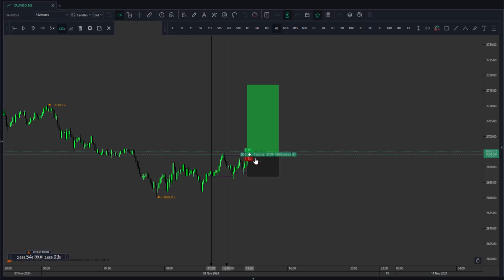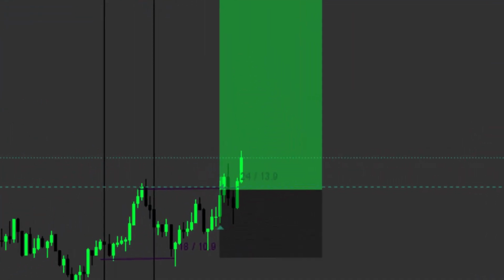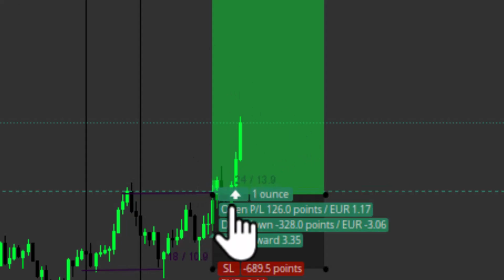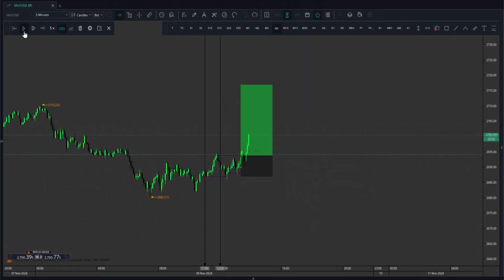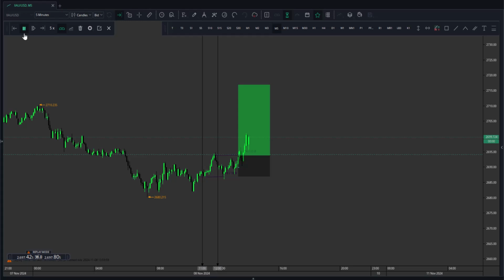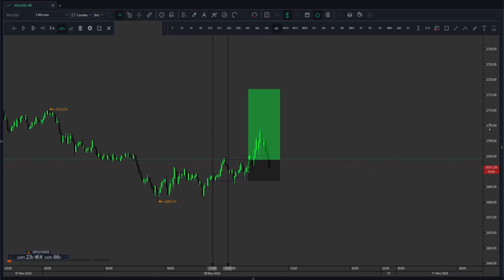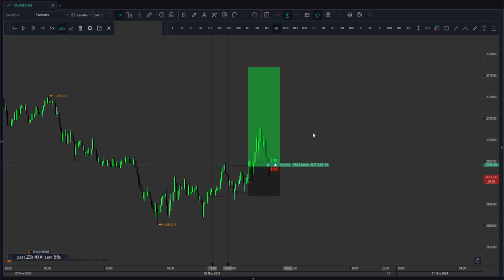So we had a pullback and it took my trade at this level right here. So as you can see, this pullback took my trade. Price did not actually go far before actually reversing all the way down, right?